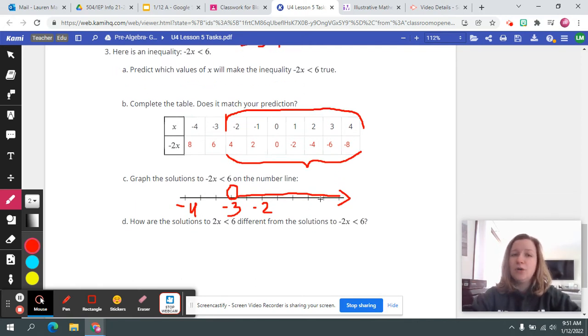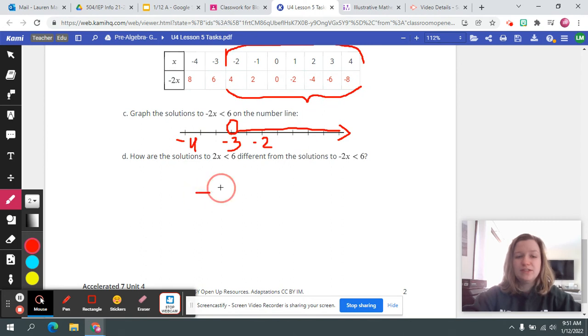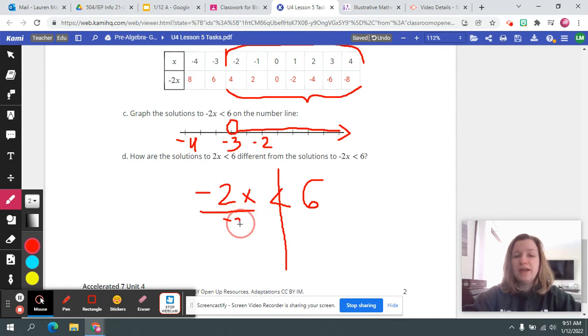That is on purpose. There is a special rule that when you are solving an inequality, if you have to multiply or divide by a negative number in your solution, your inequality symbol will flip. So let's look at how I would solve this. Negative 2x less than 6. I would draw my line down the middle. Now to solve for that x, I would have to divide both sides by a negative 2. So I would end up with x over here and negative 3 over here.